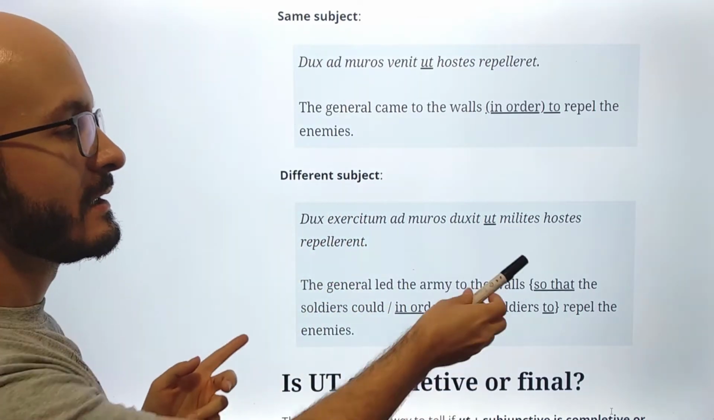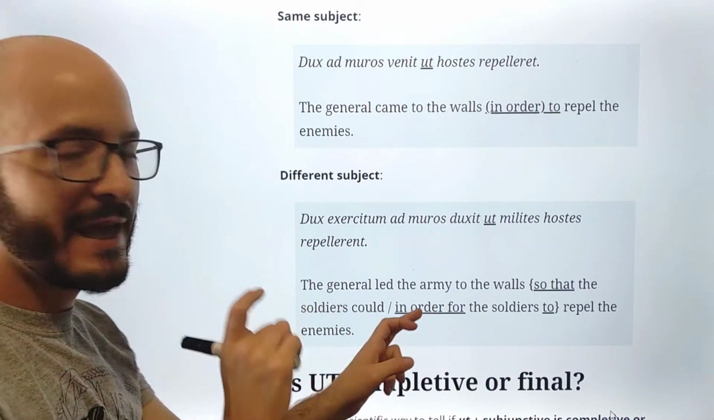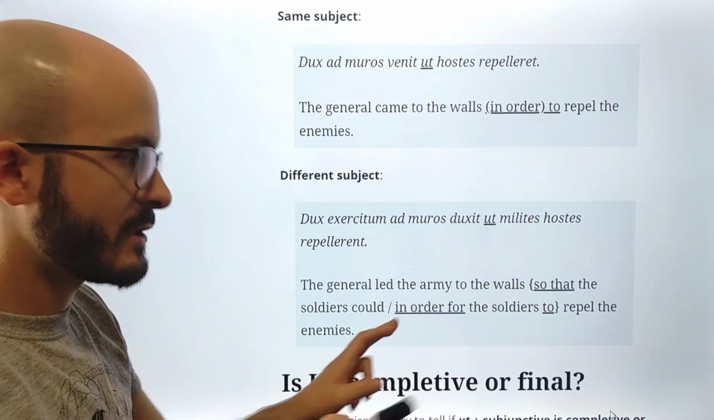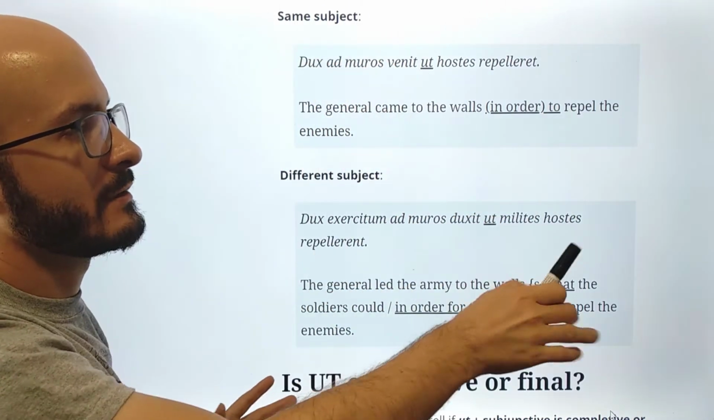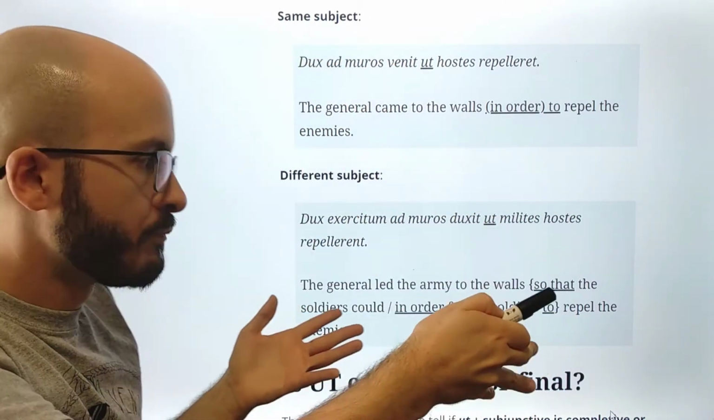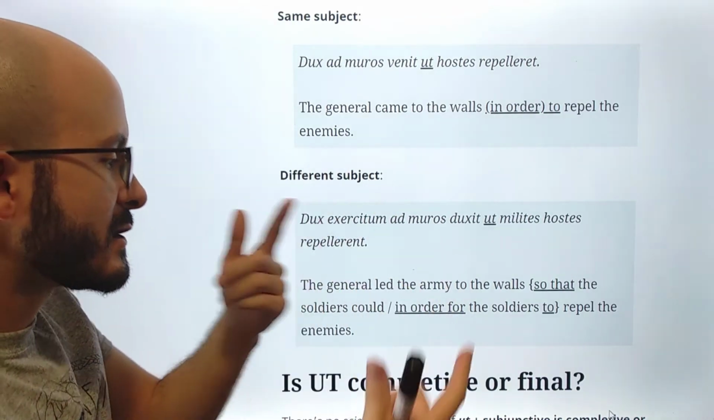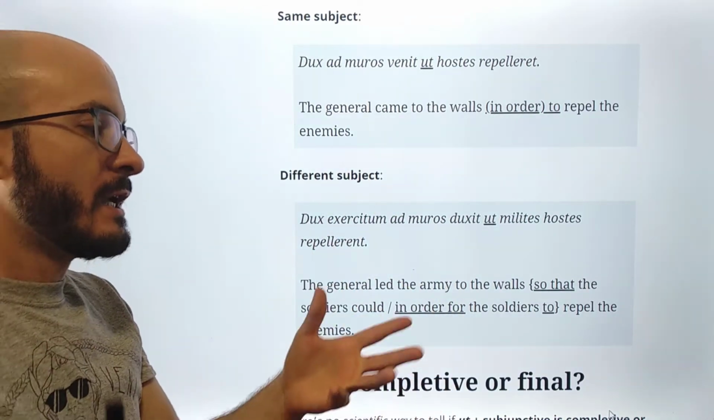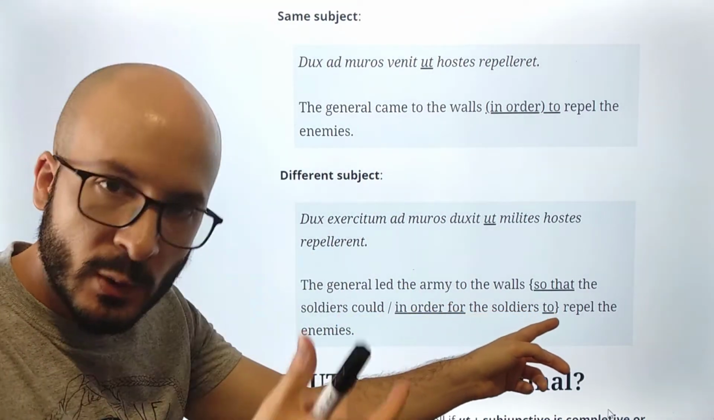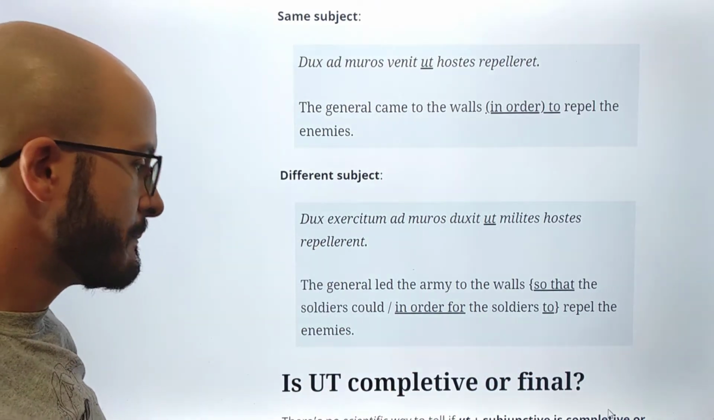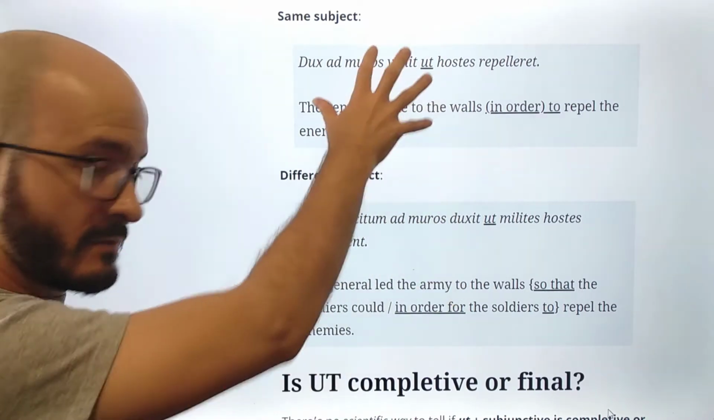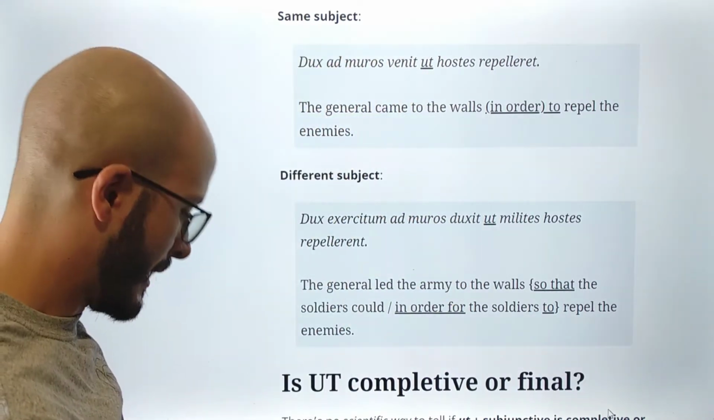So in this case, we have to play a bit more in English with the translation. When it was the same subject, it was just "in order to", or just "to". But here it is "so that the soldiers could", or "in order for the soldiers to". You are a native, so you should know better than me. So that's it. Just take that into account.